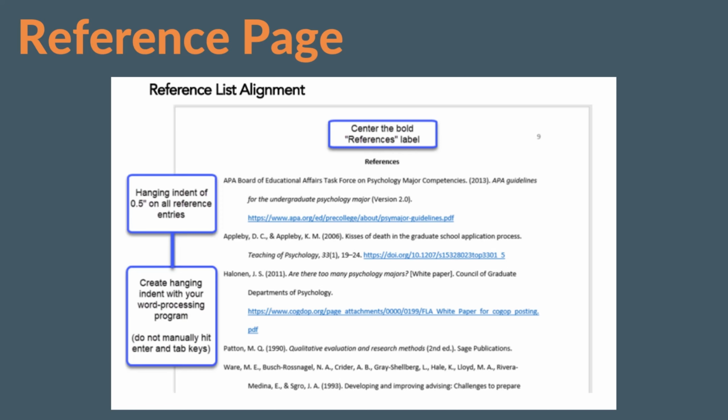It is best for the format of your reference page to use the hanging indent feature that exists on all word processing programs. This just helps make it all look consistent and fluid. And that's a wrap on this overview of APA style format and reference page.